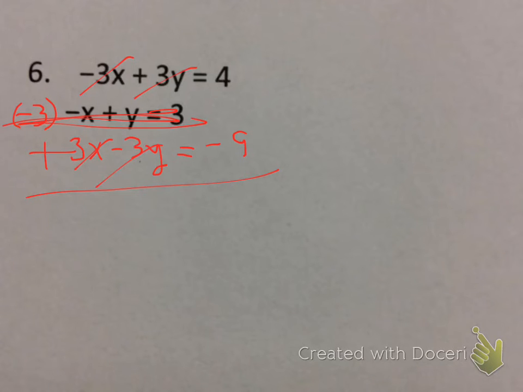3y minus 3y cancels, which means I have 0 on this side. And then on the other side, 4 minus 9 is a negative 5. This is a false statement right here. Anytime my variable cancels and I get a false statement, my answer is no solution.